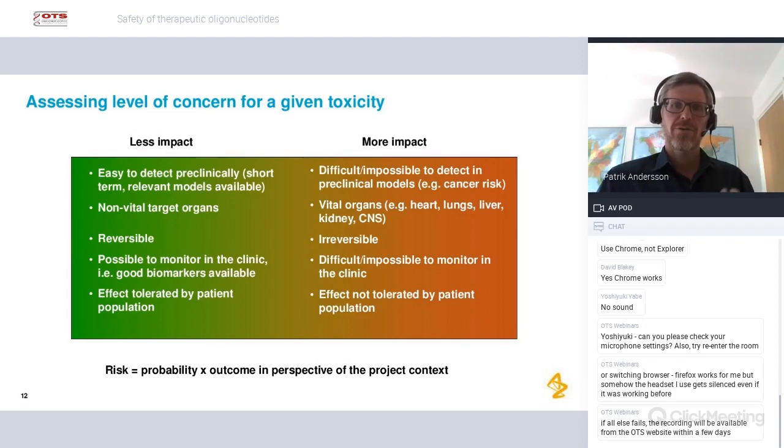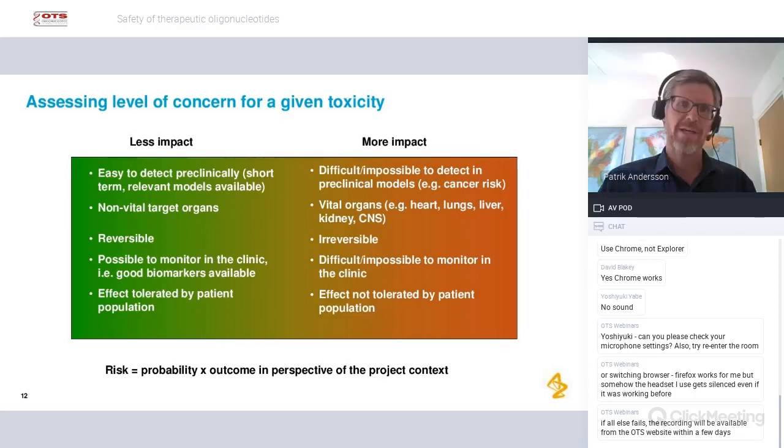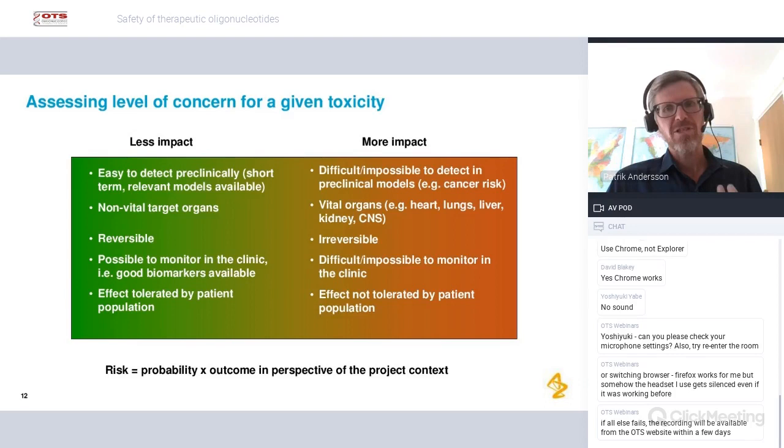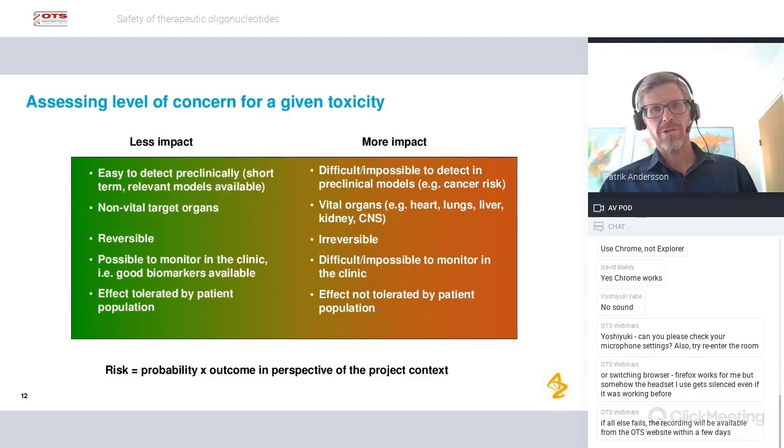An adverse effect in vital organs, for example heart, lungs, liver, kidney, and CNS, is considered a lot worse from a risk assessment perspective than if something would happen to non-vital organs. If your finding is irreversible, that's regarded as a lot more impactful than reversible. If it's not possible to monitor this in the clinic, it's also regarded as a bit worse. You need to have a bigger margin.